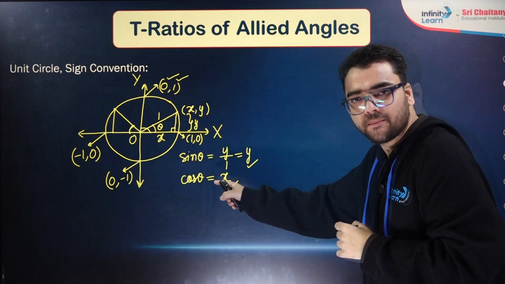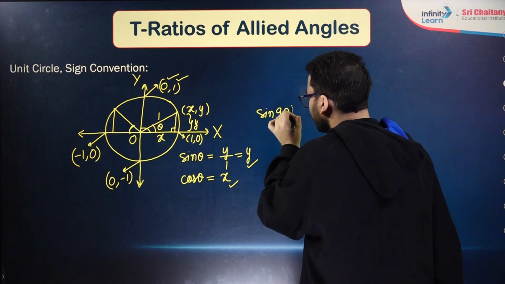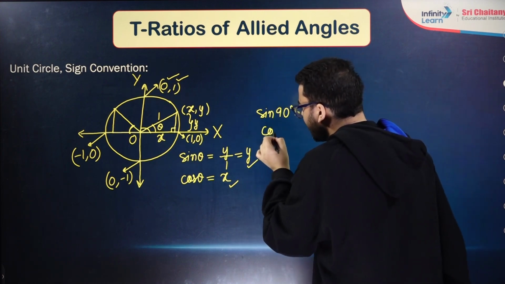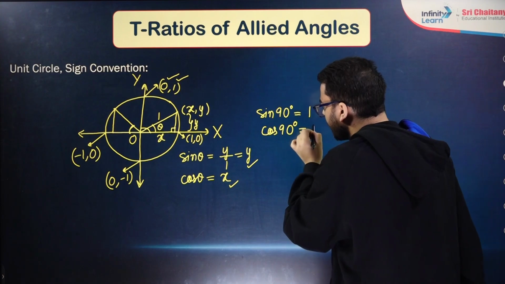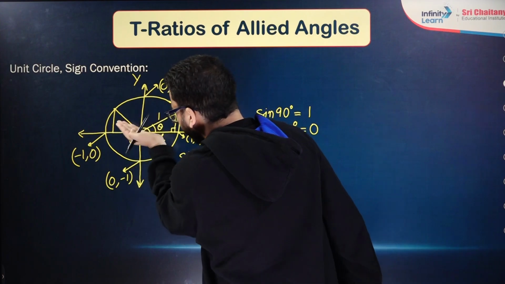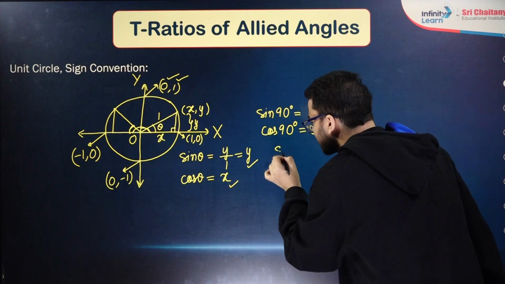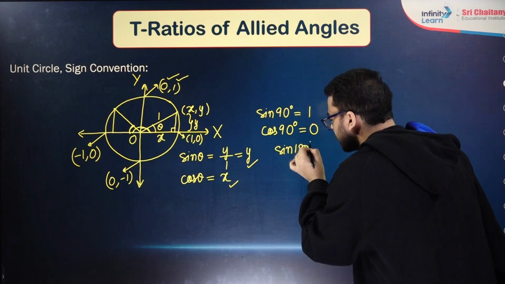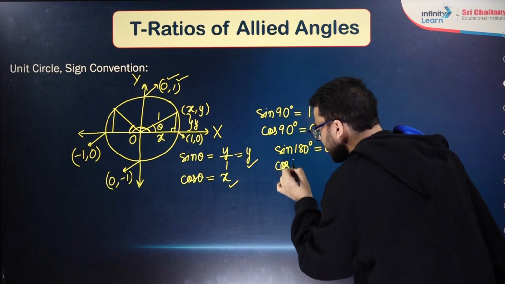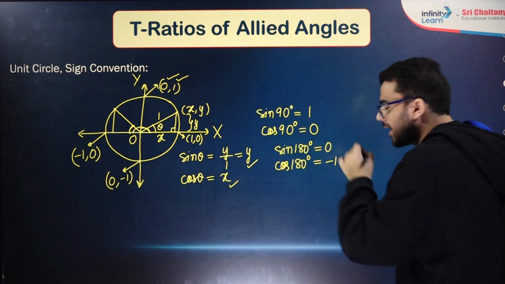Using this logic over here, can I not say that sine 90 is equal to 1, the y coordinate, right? And cos 90 is equal to 0, using this logic, the x coordinate over here. And then if you keep on rotating, you get what angle? 180 degrees. So at this point, can I say sine 180 is equal to 0? And cos 180 is equal to minus 1. I hope that is clear.